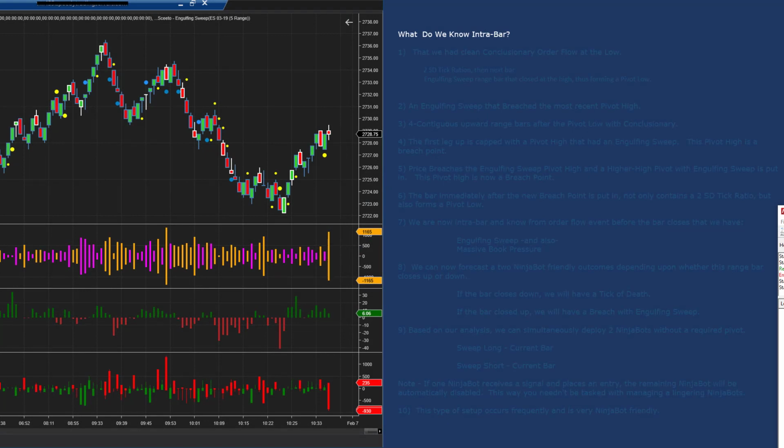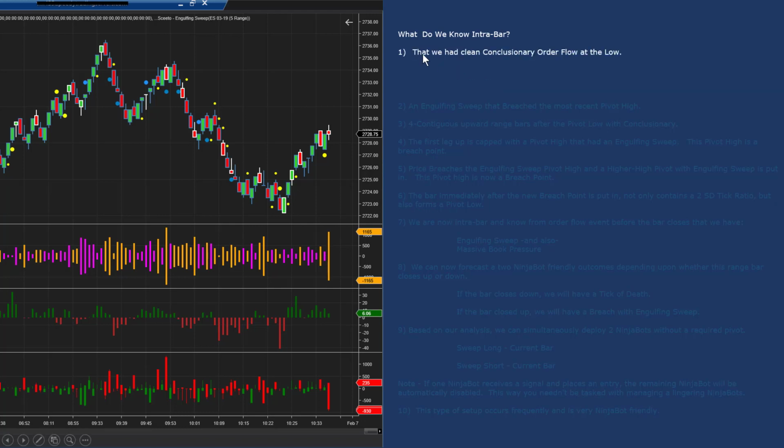What I'd like to do is explain what's going on in terms of price action, which is up here, and order flow, which is down here, and also the white borders around the bars and the dots. This is a very good example of looking at the market intra-bar, before the bar closes, and having insights into whether I have an opportunity to deploy one or more NinjaBots. This is just a classic example. So let's go through what we've got. Over here I wrote, what do we know intra-bar?